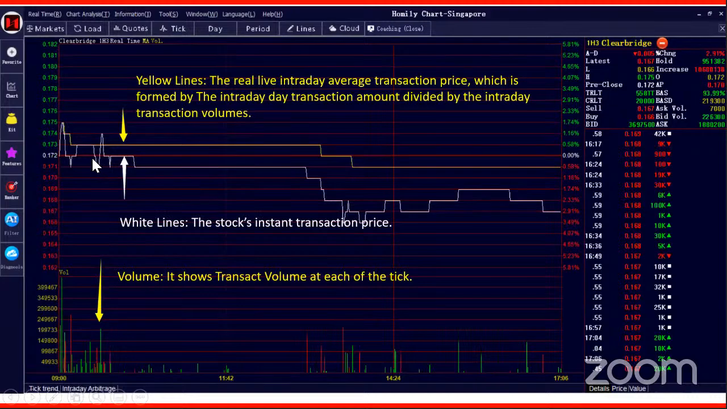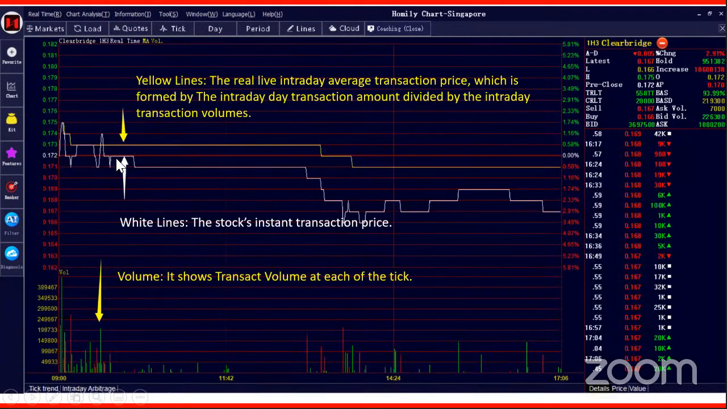All right. So based on the relationship of the yellow line and white line, and also based on the volume, we can see whether the sentiment is very bullish or whether the stock is bearish. All right.